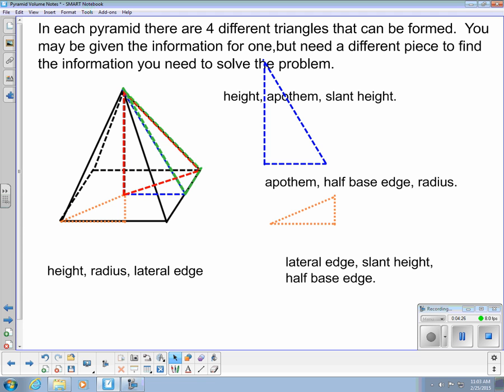That's this orange one right here. Actually, no, it's not that orange one. It's this red one right here. Oh, no. Oh, no, that's it right there. My bad. Okay, so the apothem, half the base edge, and the radius.